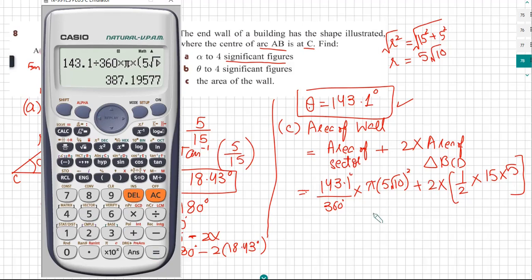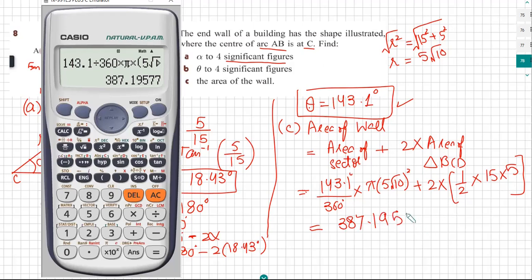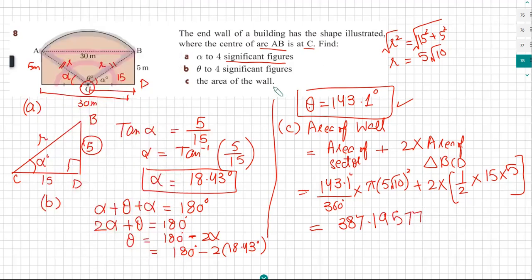So it is 387.19577. Okay, we can write this answer, I think we should write it in 3 significant figures. So it will be 387 meters square. So this is the area of the total wall, right?